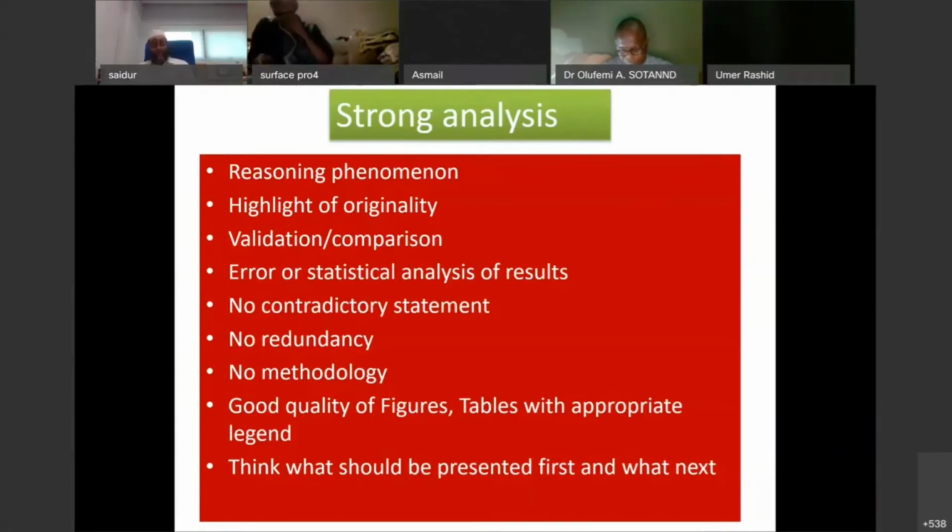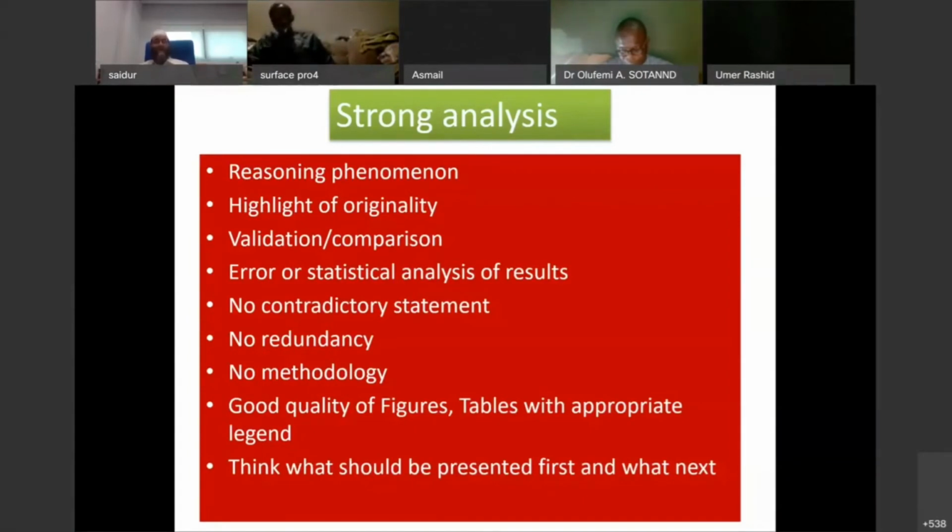Highlight of originality. Sometimes you just report the results, but you never address what the originality is. Normally I will be looking for how much improvement, what the better findings are compared to the literature. Validation comparison, as I mentioned: if results are simulated, or even your experimental results, some works have already been done. This will make your results analysis strong and robust.